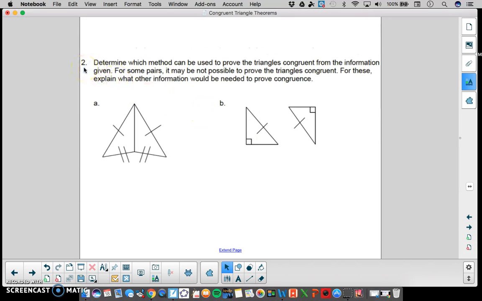In number 2, we're determining which method, if any, could be used to prove the triangle is congruent from the information given. In some cases, it may not be possible, so make sure that it matches one of the methods or one of those 8 postulates or theorems that we've looked over in this video.